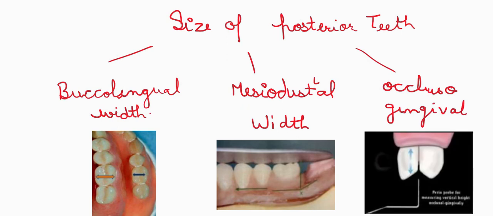The third is the occlusogingival height. It refers to the height from the biting surface to the gum line. This height is determined by the available inter-arch distance. Suppose you select larger teeth in a case with inadequate interocclusal distance. Here, altering the thickness of the denture base can be one way to accommodate the large teeth while ensuring a natural appearance and proper function of the denture.